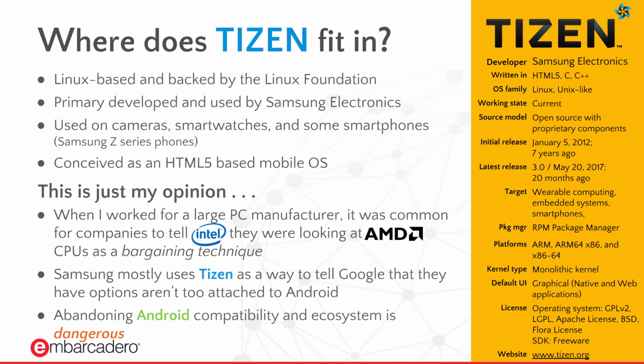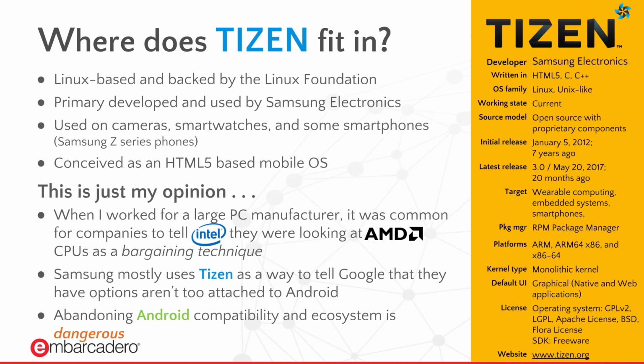I'm looking at buying one now. So I'm not trying to discount AMD, nor am I trying to discount Tizen. I'm sure it's a fantastic OS as well. But in my opinion, Samsung is mostly using Tizen as a positioning thing, right? So they're trying to say, hey, Google, we are not tied to you.